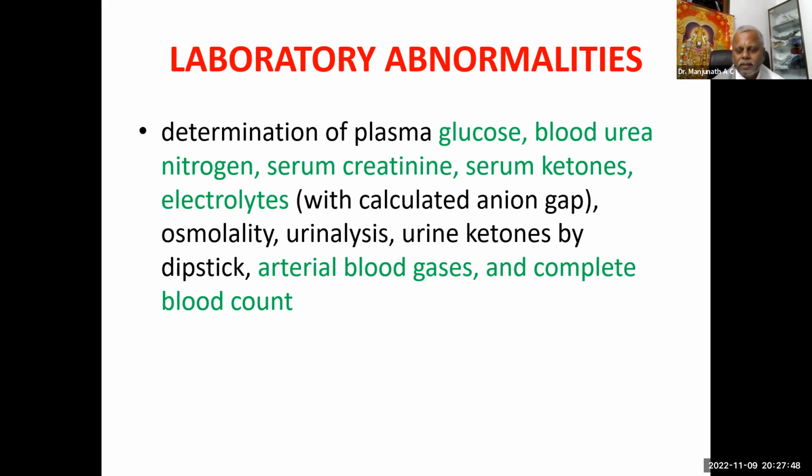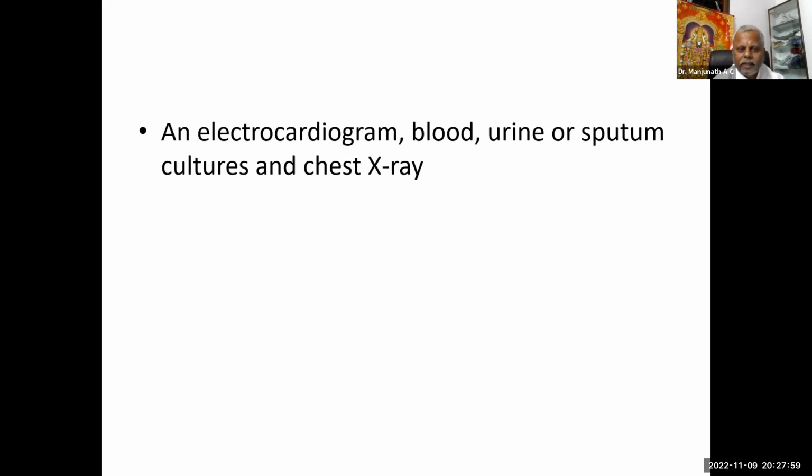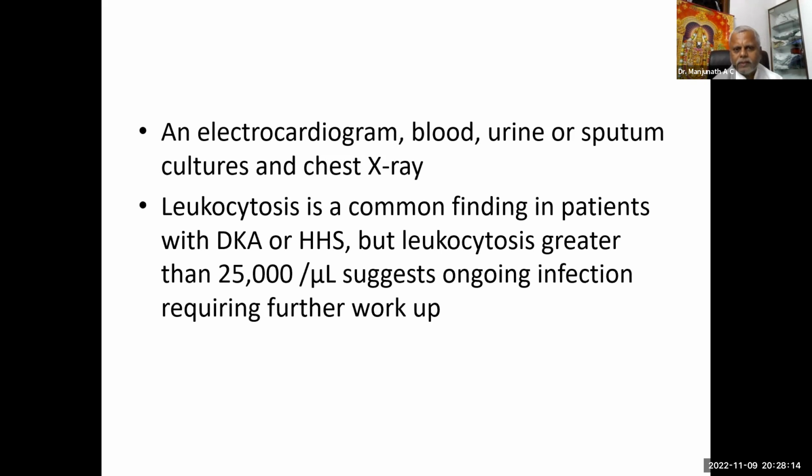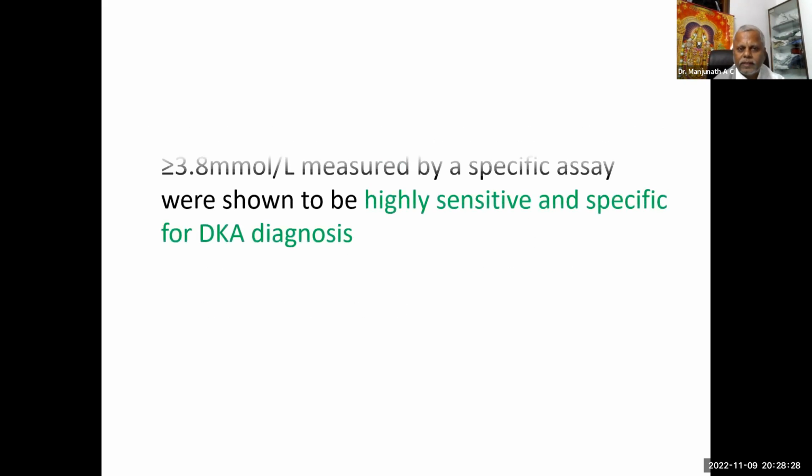Once the electrolytes are measured, we can calculate the anion gap. The arterial blood gases and complete blood count are the laboratory investigations that are necessary in case of diabetic ketoacidosis. In addition, electrocardiogram to see any silent myocardial infarction, blood or urine sputum cultures, which can say something about any associated infection, and even chest X-ray are indicated. Leukocytosis is one of the common findings in diabetic ketoacidosis, but leukocytosis greater than 25,000 always suggests an ongoing infection, which requires further workup.